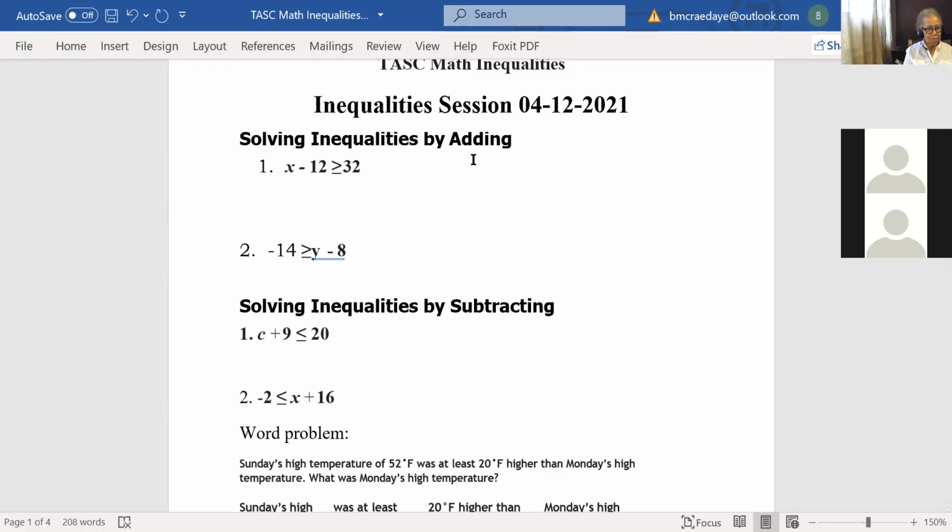Vanessa, what do you do first? Because x is unknown, we're trying to find x. So therefore you use adding to both sides. What do you add? Right, 12. That's it. Add 12 to both sides. And what do you get?